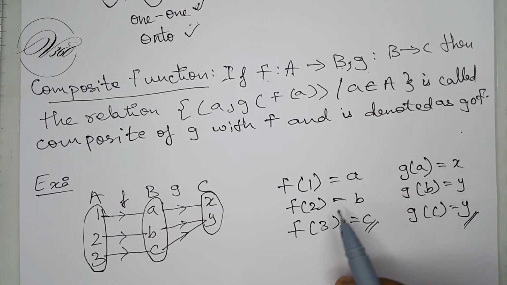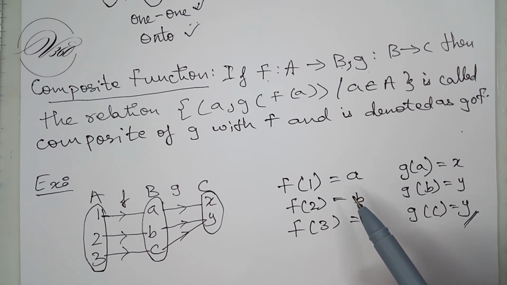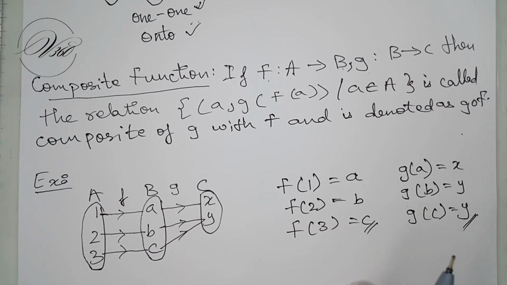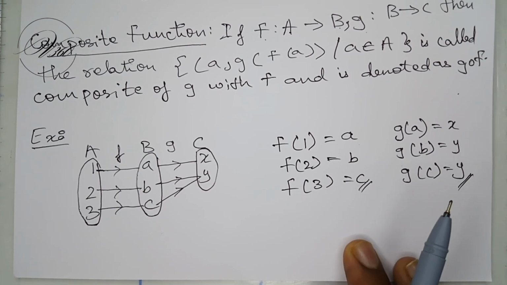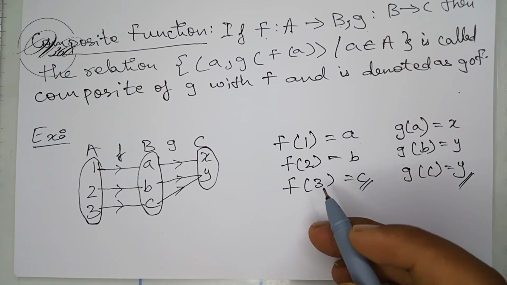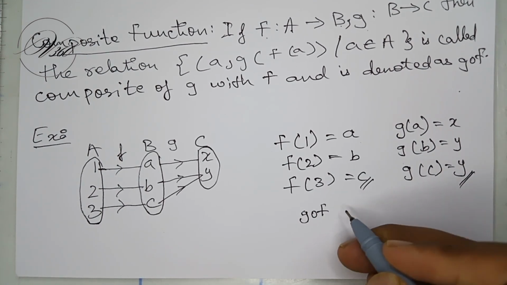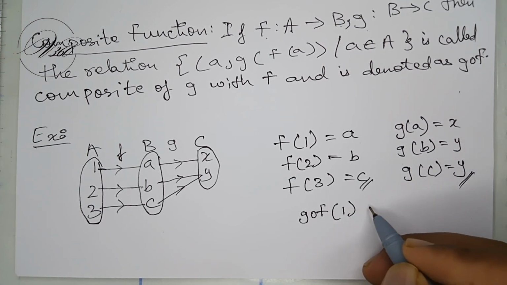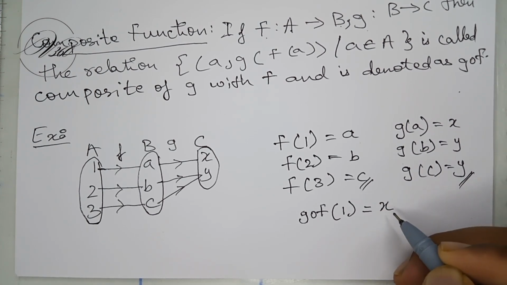Now normally we get an answer, but we have a composite function, right? We should get the answer of a composite function. So for a composite function, the answer should be in the form of gof, right? Now we'll find out gof of 1. Gof of 1 is x.